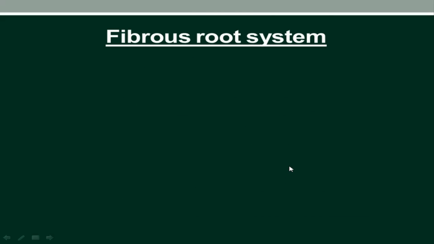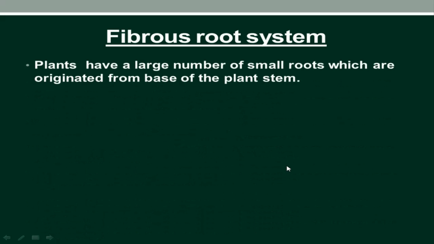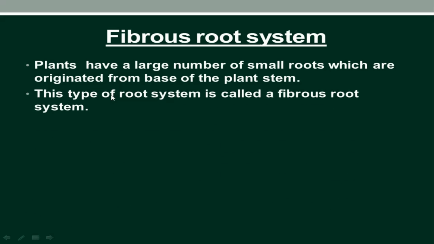Then we will learn about the fibrous root system. Some plants have a large number of small roots which originate from the base of the plant stem. This type of root system is called a fibrous root system.